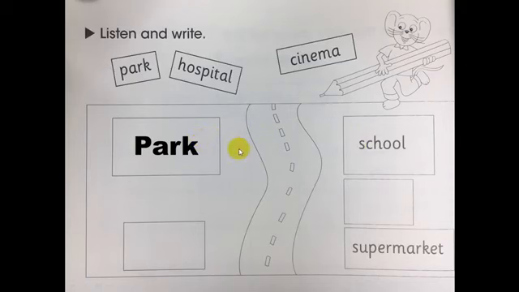Again. Listen. The hospital. Track 67. Okay. Kiko's town. The hospital is next to the school. Next to, beside, meaning the hospital here. So the hospital is next to the school.